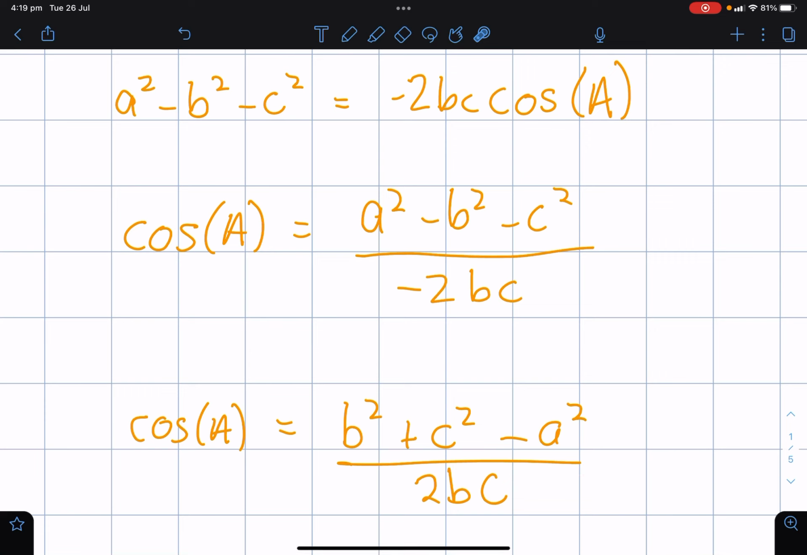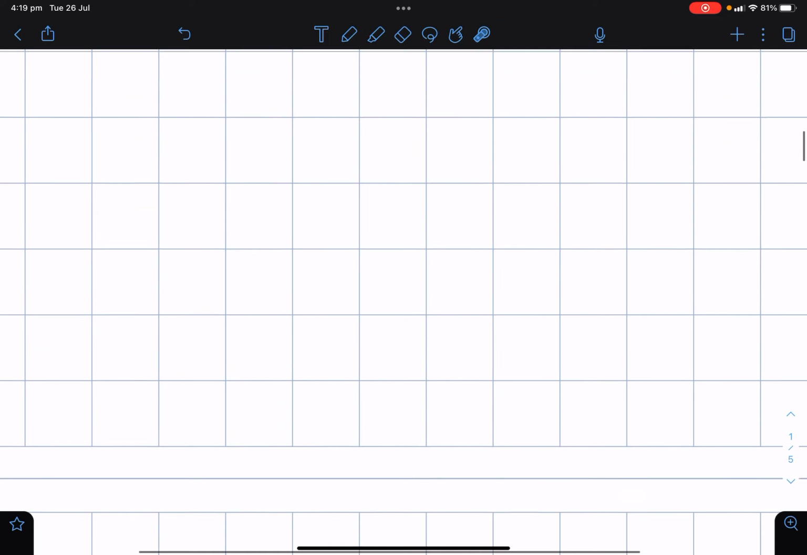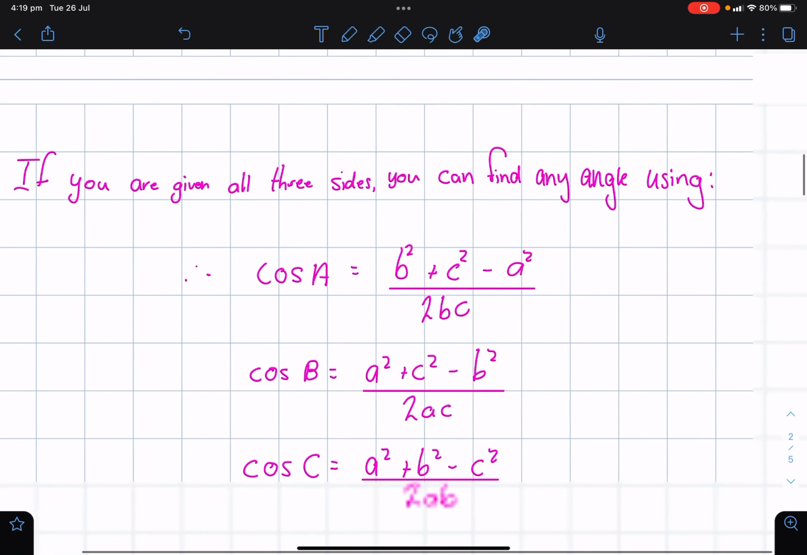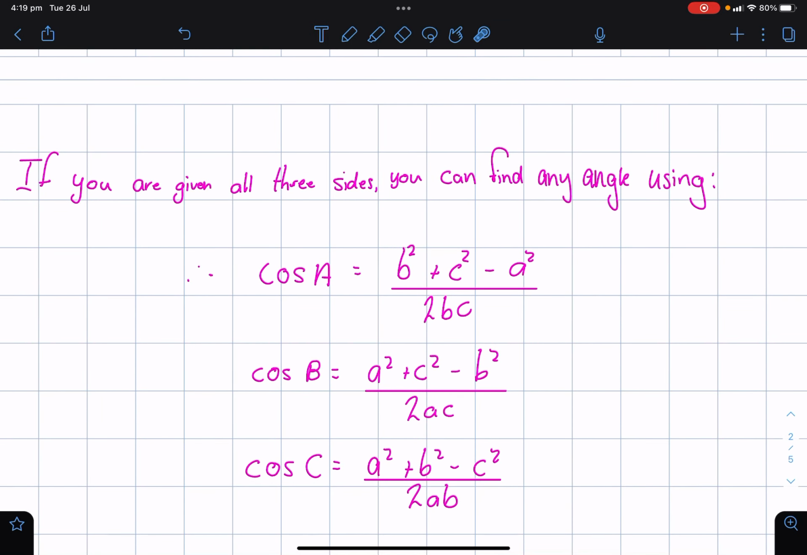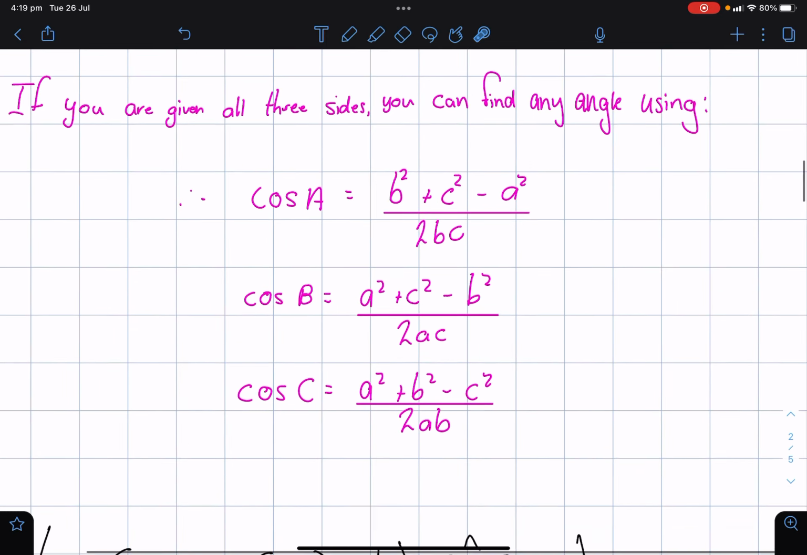Now, one way to remember what order to put things in, what angle you're actually going to find, is you're going to find the opposite angle to the side length that's taken away. And that's the only time this side appears in this whole formula. So as I said, if you're given all three sides, you can find any angle using these formulas. So that's the one we derived, and that's the same thing, but with the different sides. So if you just remember one of them, you can adjust it for whatever angle you want.